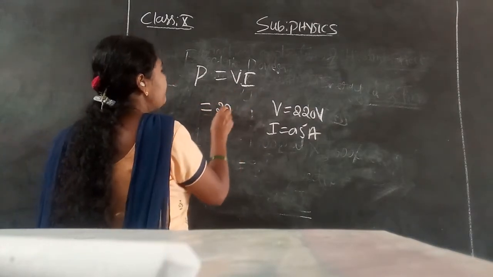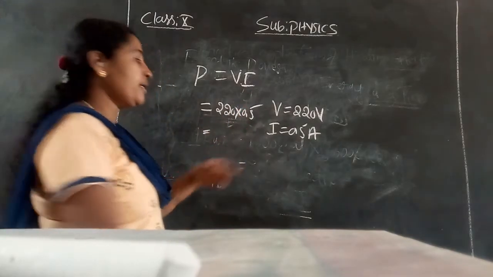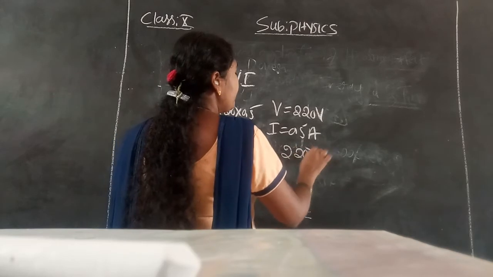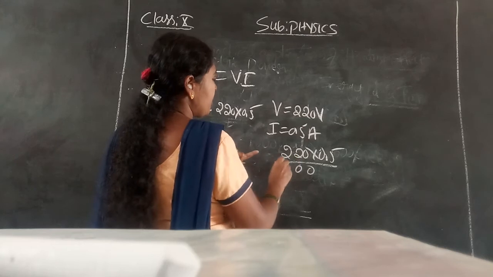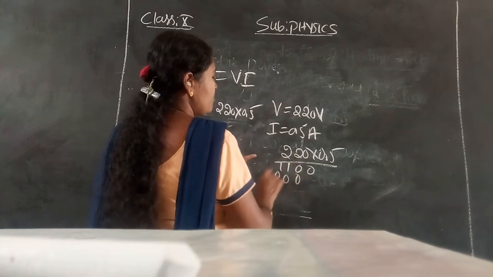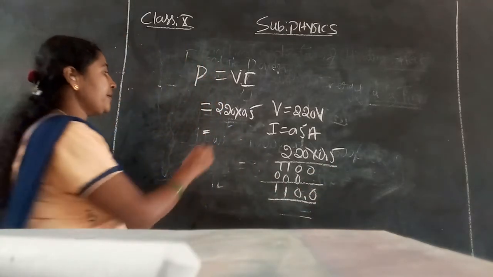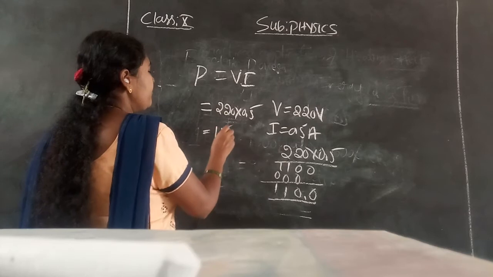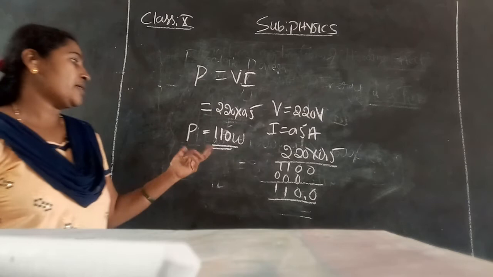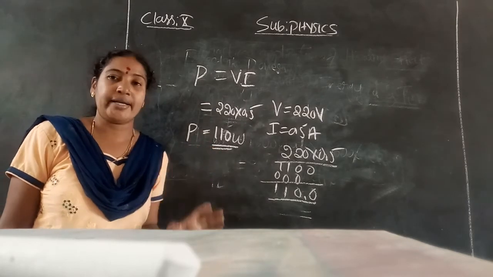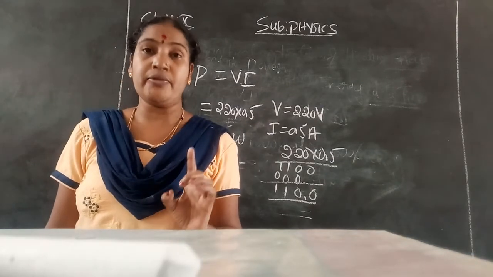Voltage is 220 into current is 0.5. You multiply it, 220 into 0.5. 5 zeros are 0, 5 twos are 10, 1 carry, 5 twos are 10, 10 plus 1 is 11. So after this we get 110. So 110 watt, because the SI unit of power is watt. So the answer is 110 watt.